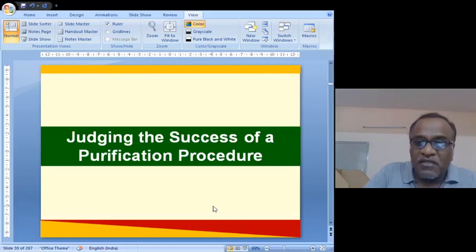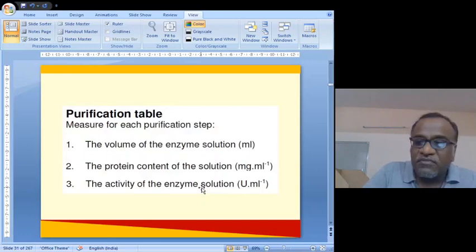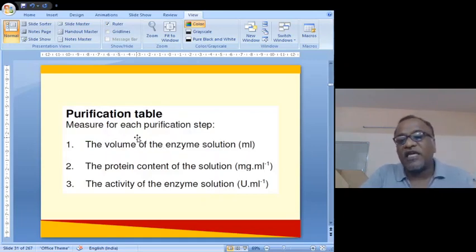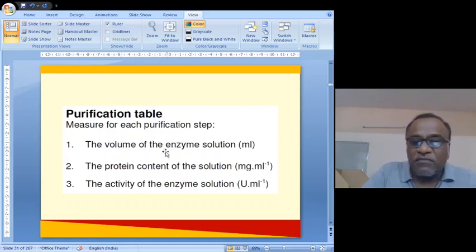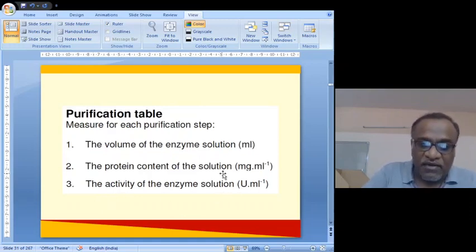So you have purified the protein. Now how do you judge the success of the purification procedure? The success of a purification procedure is given by the purification table. It is measured for each purification step. These are some of the important points to be remembered when we go for purification table analysis. Number one is the volume of the enzyme solution. Number two is the protein content of the solution. Number three, the activity of the enzyme solution, which is expressed in units per ml. The protein content is expressed in milligram per ml, and the volume of solution is expressed in ml.